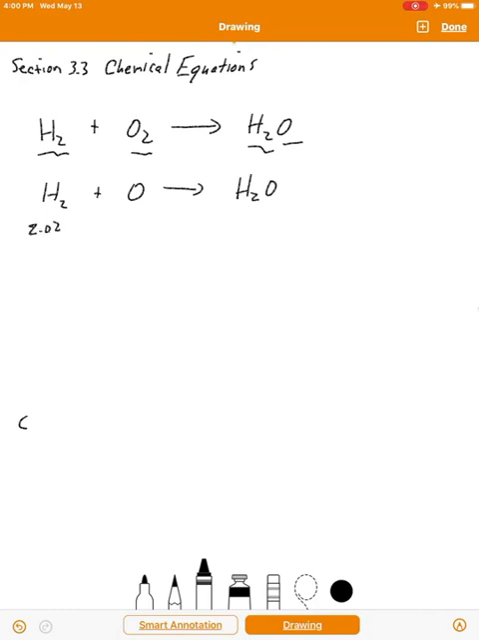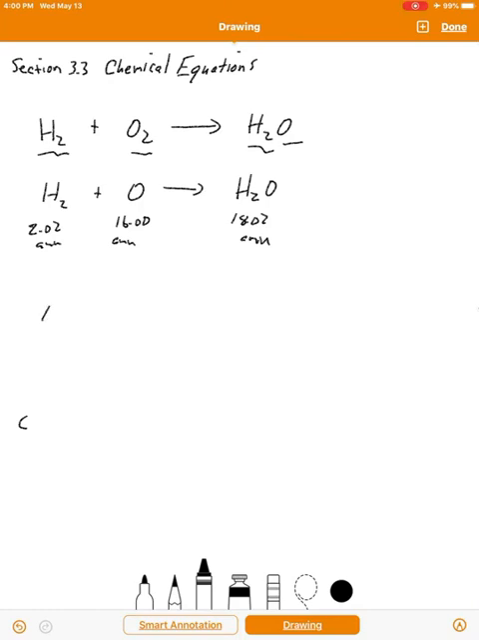This would weigh 2.02 AMU. This would weigh 16 AMU. And this would weigh 18.02 AMU, and the law of conservation of mass is now working. The problem with that is nature. That's usually what the problem is, that we have to obey the laws of nature in this case.